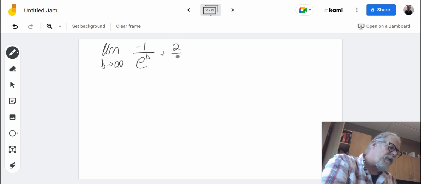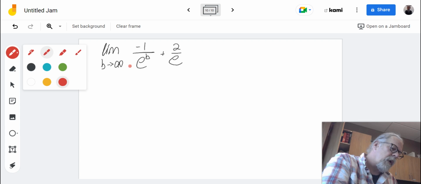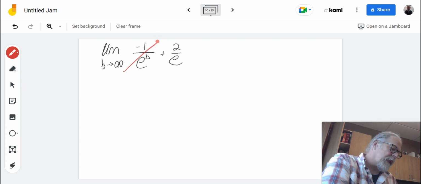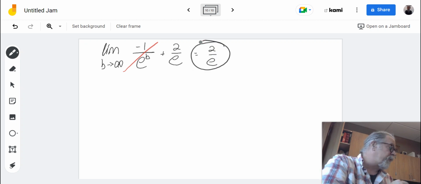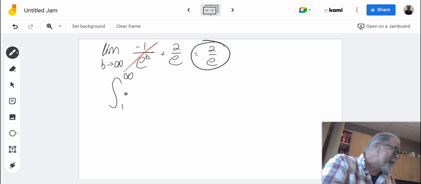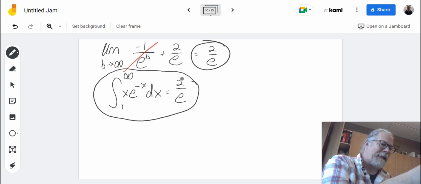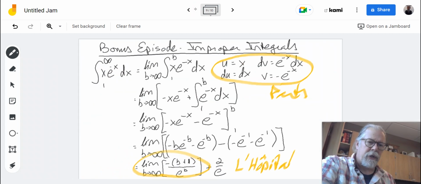Plus 2 over e. And then this goes to infinity down here on the bottom, and therefore this whole thing goes to 0, and the integral of this function is just 2 over e. So the integral from 1 to infinity of x e to the negative x dx is equal to 2 over e. I just wanted to go through that problem because I like the fact that we're piling strategy on top of strategy.